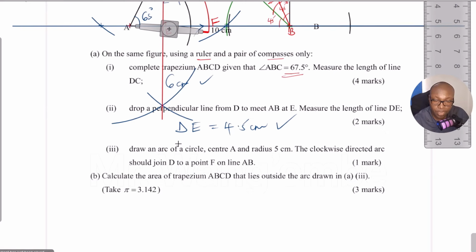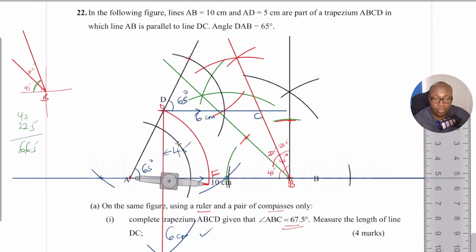And then part B of the question, which is the last one: calculate the area of the trapezium ABCD that lies outside the arc drawn in A3. So the area that we need, the area of the trapezium that is outside the arc, is this area that is here. That is the area that we need.